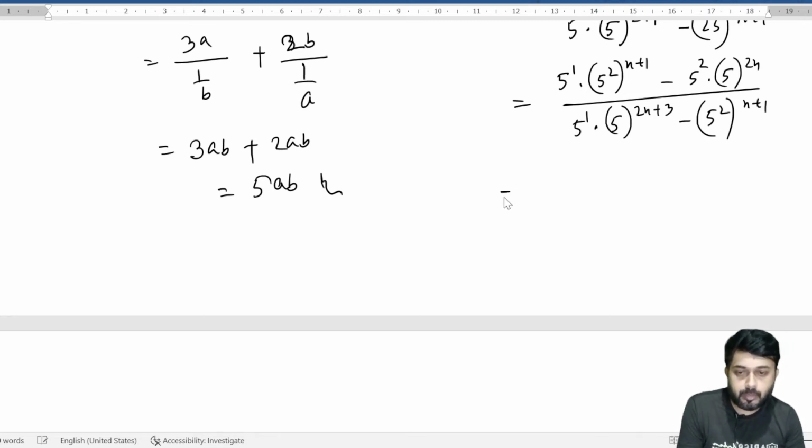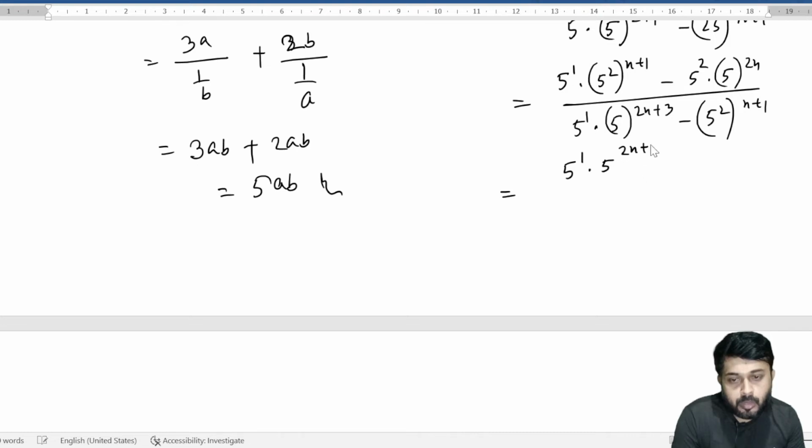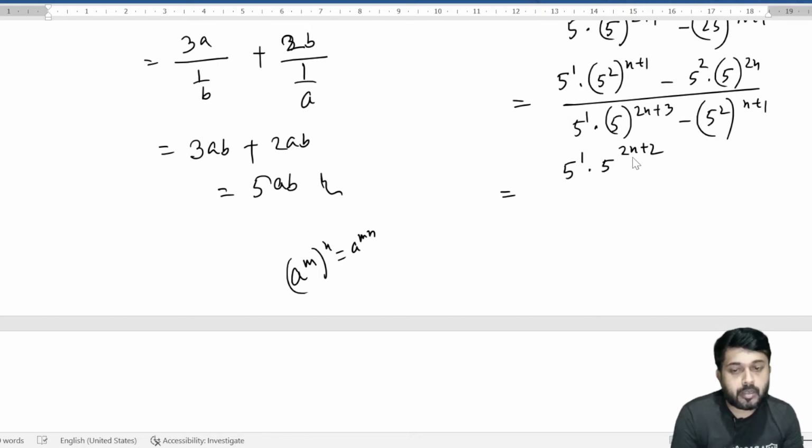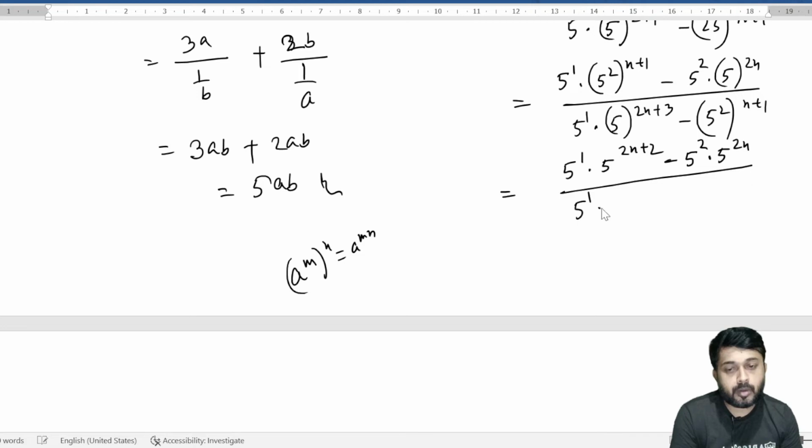The page is going to be finished, so we need to move to the next page. 5 to the power 1 into 5 to the power 2n plus 2. Is it clear? Because you know (a to the power m) whole to the power n equals a to the power mn, right? That is why we are multiplying these two with this n plus 1. That is why 2n plus 2 is coming over this 5. After that, 5 square multiplied by 5 to the power 2n, divided by 5 to the power 1 into 5 to the power 2n plus 3 minus 5 to the power 2n plus 2.